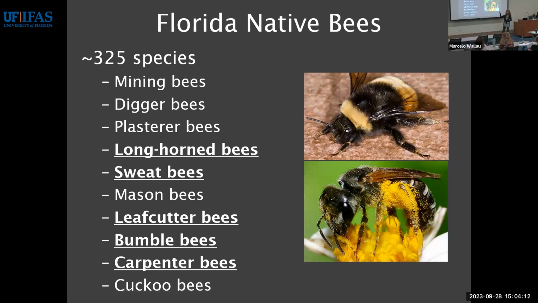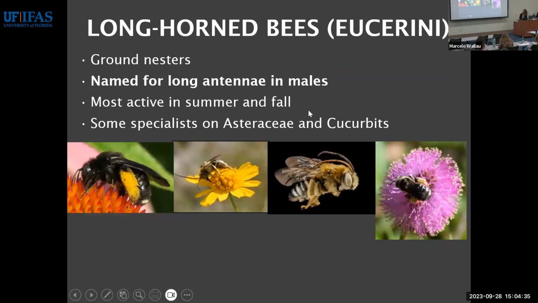There are about 325 species of bees in Florida. Some of those are also not native, but the majority are native. Probably at least 300 of these are native species. I'm not going to cover all of these, but I'll just briefly point out some of the more common groups that are underlined here. These are a couple common bees. This is a sweat bee that's pretty common here in Florida, and a bumblebee.